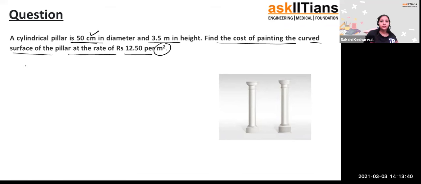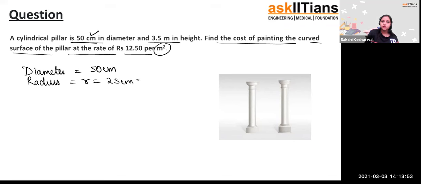So it says that the pillar has a diameter, right? So diameter is how much, beta? Diameter is equal to 50 centimeter, right? So what is your radius? Radius R is equal to 25 centimeter, which is equal to 0.25 meter, right? Your height will be how much, beta? 3.5 meter. Now it says find the curved surface area.